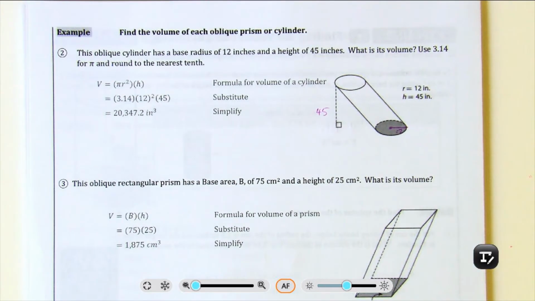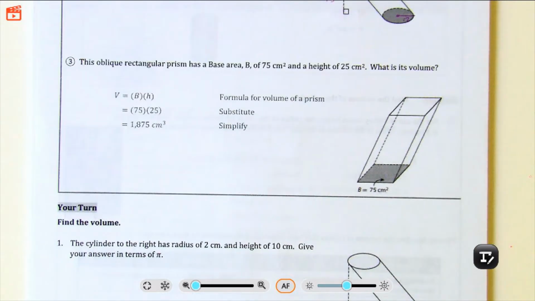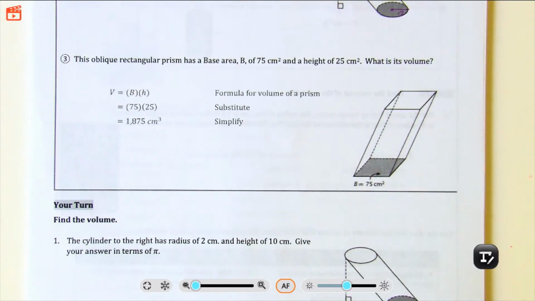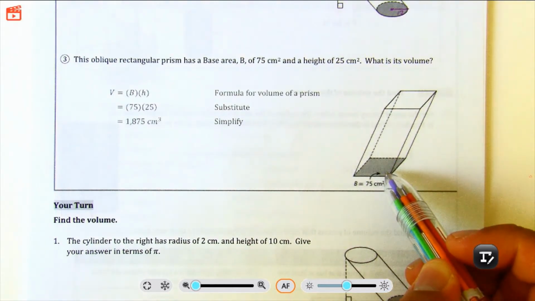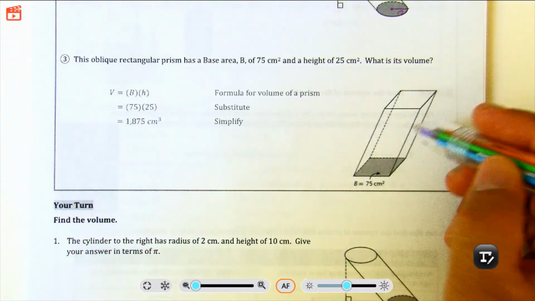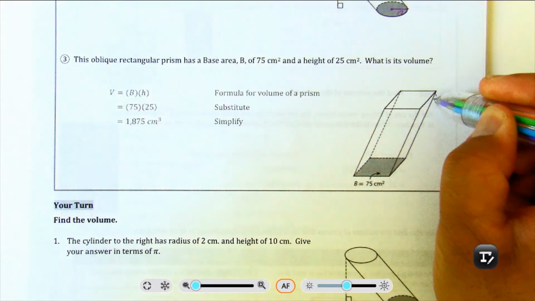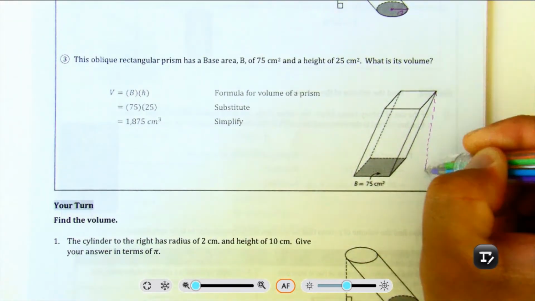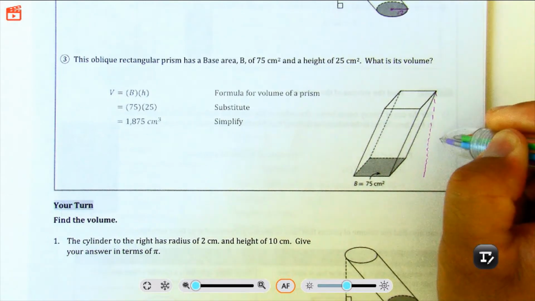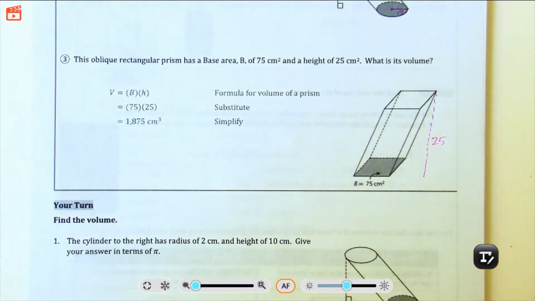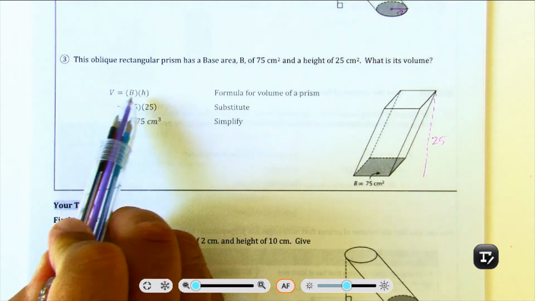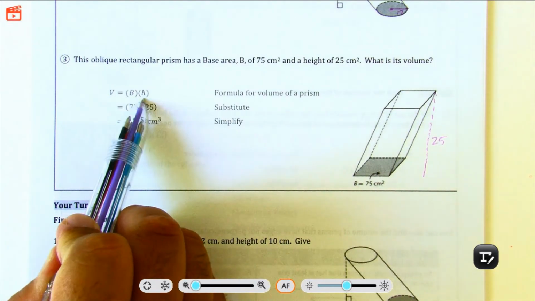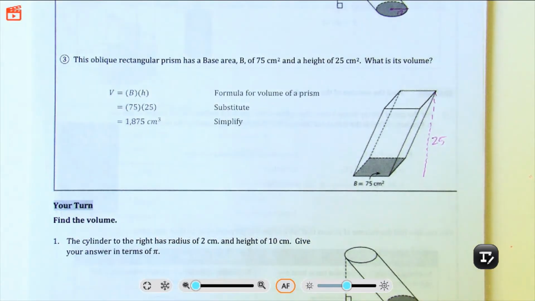Okay, for problem number 3, we have an oblique prism. They tell us that the area of the base is 75. And the height, so not this height, but the vertical height of this object is 25. So to find the volume, we do the base area times the height. 75 times 25 gives us 1,875.